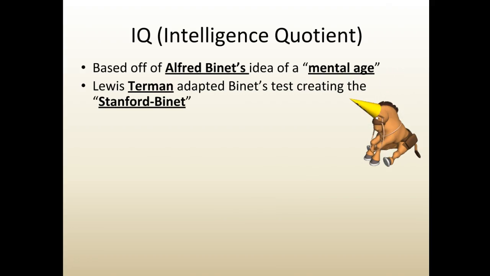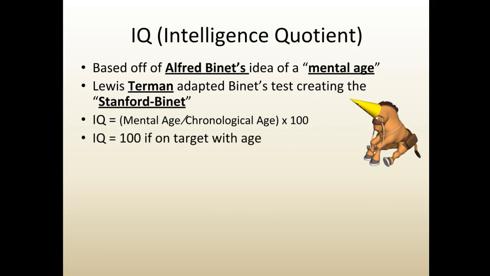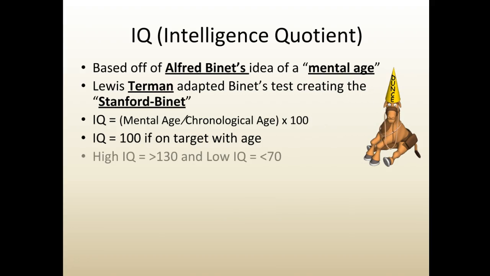Terman was the one who created the first IQ test called the Stanford-Binet test, and it essentially figured out and gave you a number between your mental age over your chronological age. And so your IQ was 100 if you were on target with where you should be age-wise.